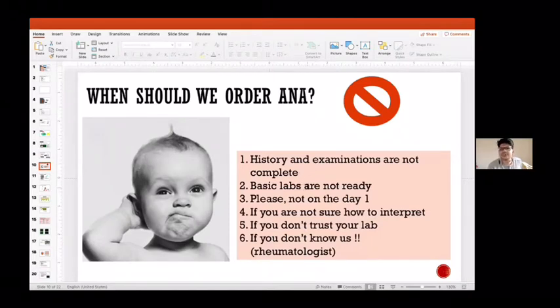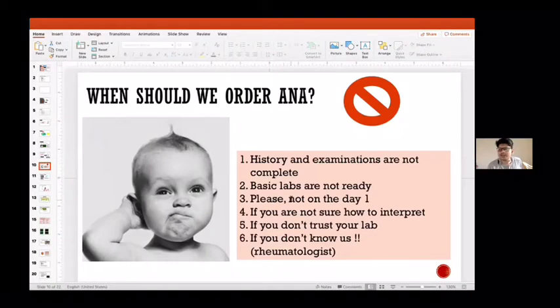Second, if basic labs are not ready. Suppose you don't have a CBC ready and you tell me, sir, ANA is 2+ fine speckled, what to do? I will never address that ANA report, because we should have all the easily available tests ready, which will help us interpret things very easily.